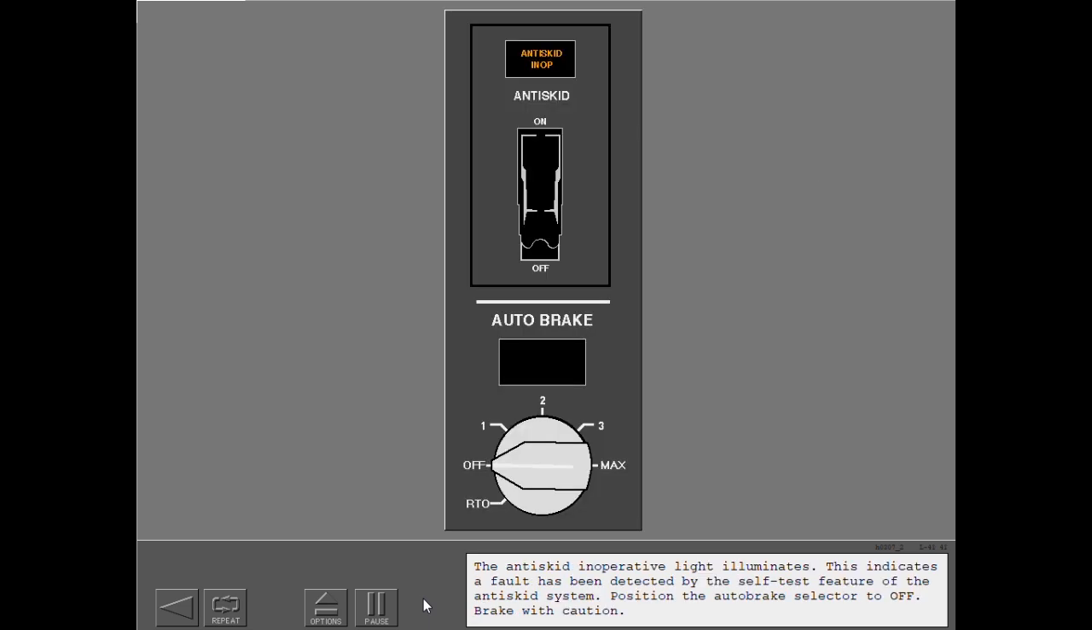The anti-skid inoperative light illuminates. This indicates a fault has been detected by the self-test feature of the anti-skid system. Position the auto brake selector to off. Brake with caution.